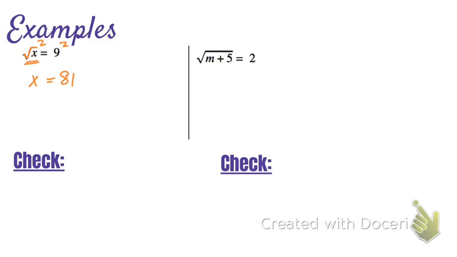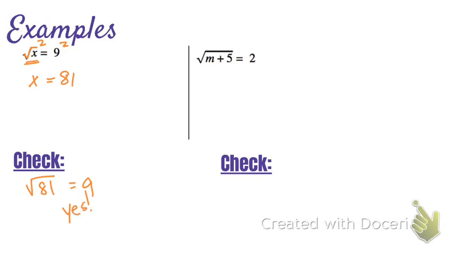Now you have to check these because solving it in this way sometimes comes up with extraneous solutions, which when you check it and substitute it in, you'll see that it doesn't actually work. So it's not actually a solution. So you want to check all of these. So to check it, you're just taking that original equation, but instead of x, I'm going to put 81. And then look at it, square root of 81, does that equal 9? Yes, so this checks out.